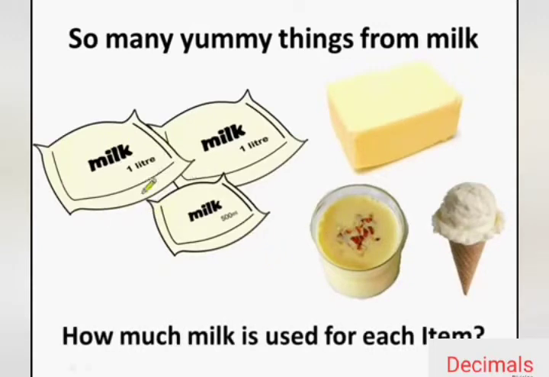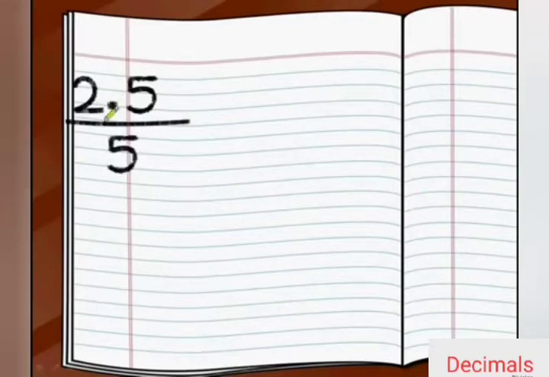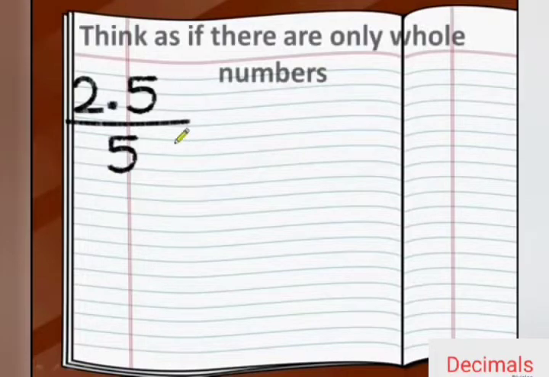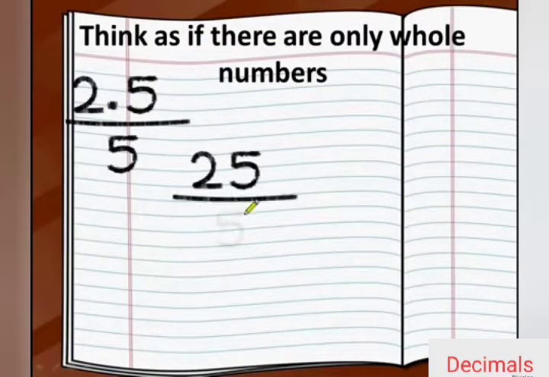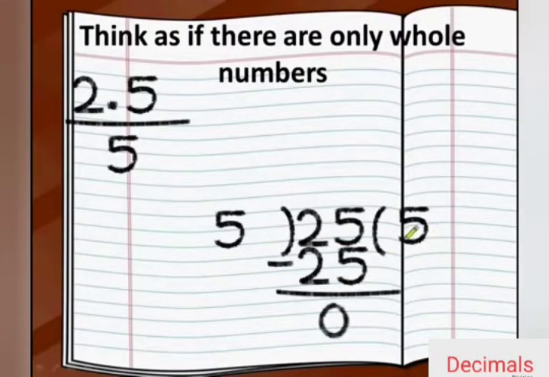How will we get this? Yes, we will divide 2.5 by 5. Now, as we have discussed in multiplication, just ignore the decimal point over here. Think as if there are only whole numbers. So, if you think that, how will we write it then? Yes, we will write 25 over 5. And if we divide 25 by 5, we will get 5 as our quotient.